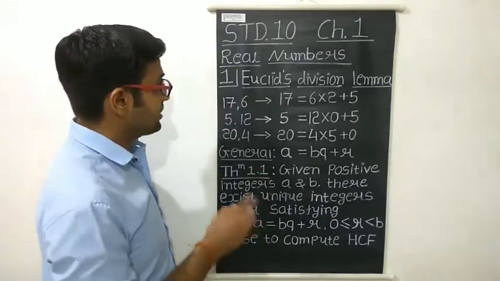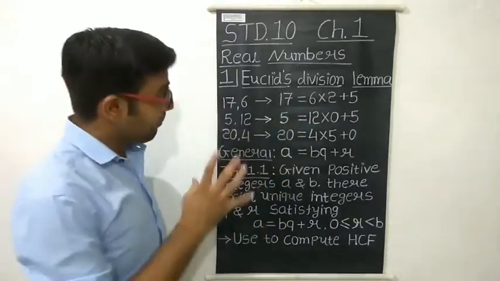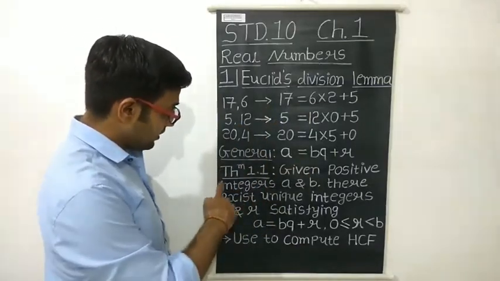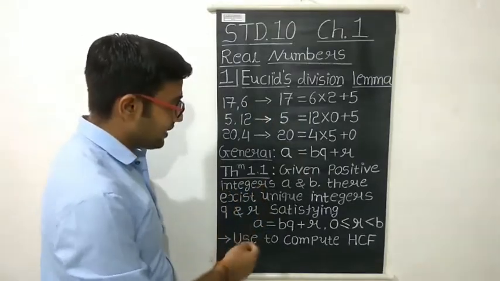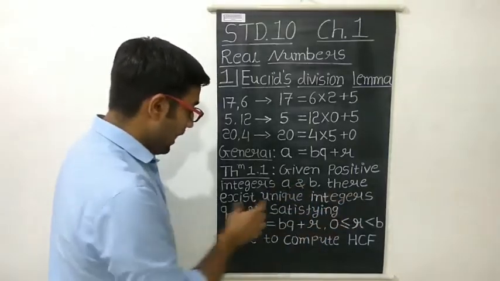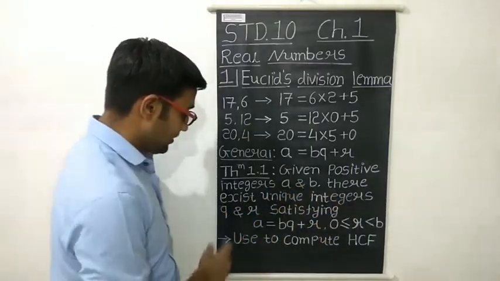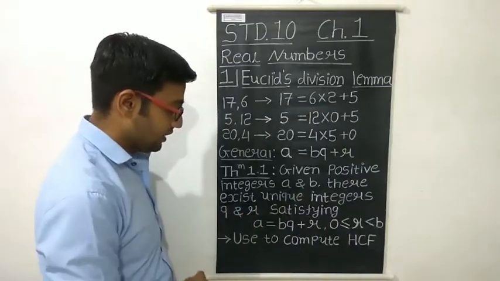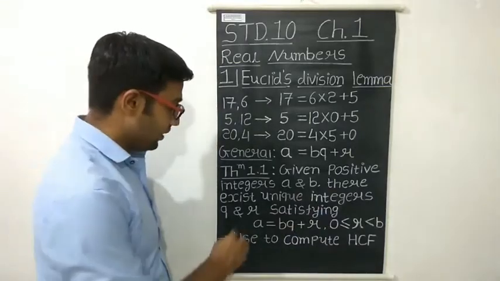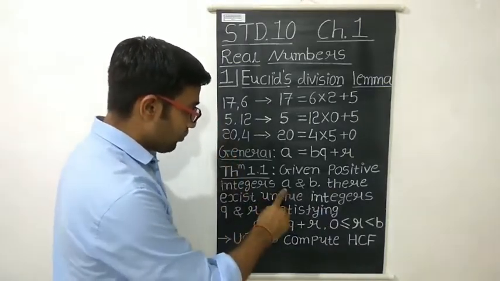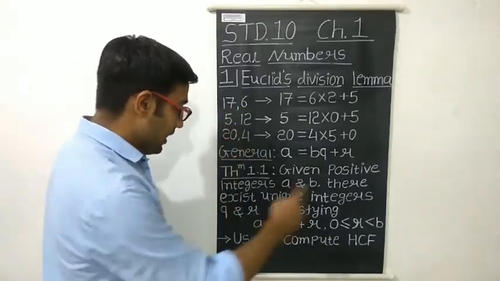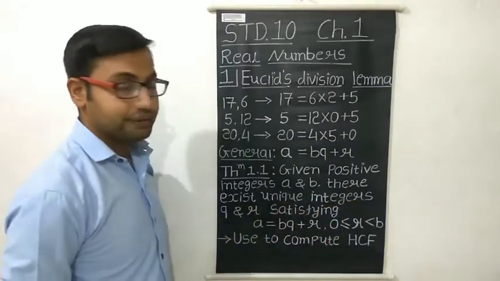Okay. So what is the statement of Euclid's division lemma? By studying these three examples, now we will study the statement. It is called theorem 1.1, and the statement is: given positive integers a and b, there exist unique integers q and r satisfying a equals bq plus r. We have already seen two positive integers a and b taken as 17 and 6, 5 and 12, and 20 and 4. There exist unique integers q and r.